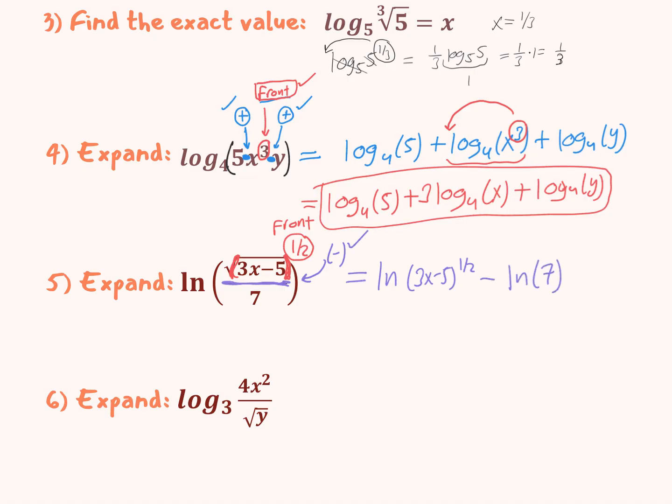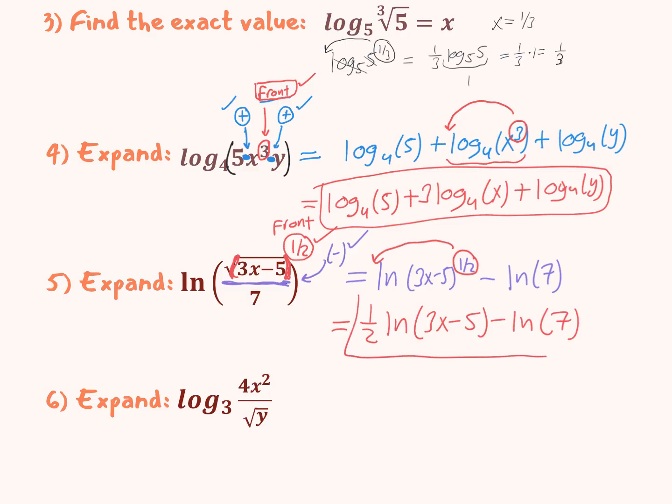All right, so that accounts for the minus, check, right? And then I have a 1/2 in the exponent that I want to move to the front. And so this is going to become 1/2 ln of 3x minus 5 minus ln of 7, right? And that accounts for the exponent in front, right? Check. And then that's it for this one. That's all we have to do there.